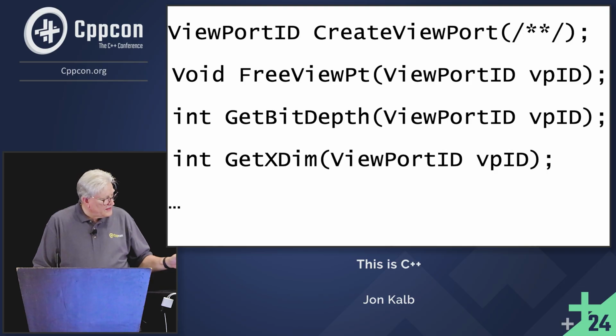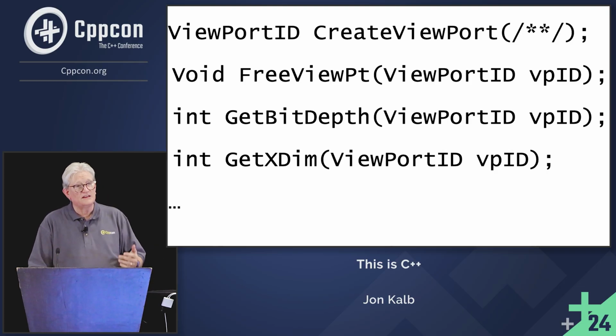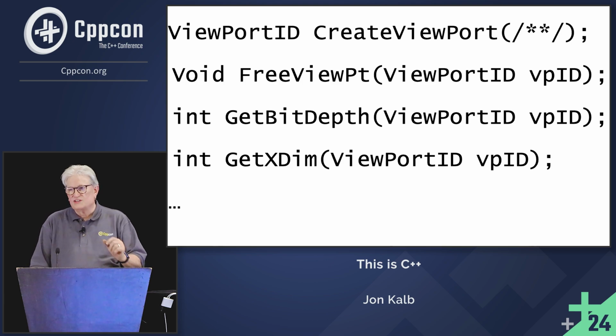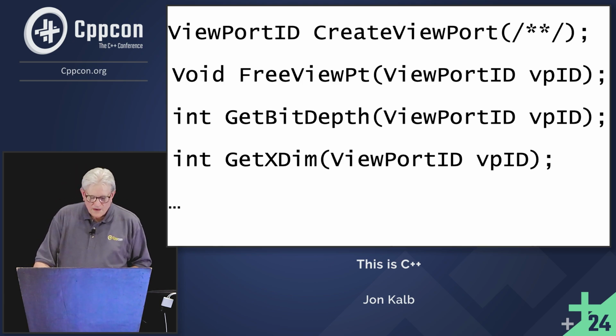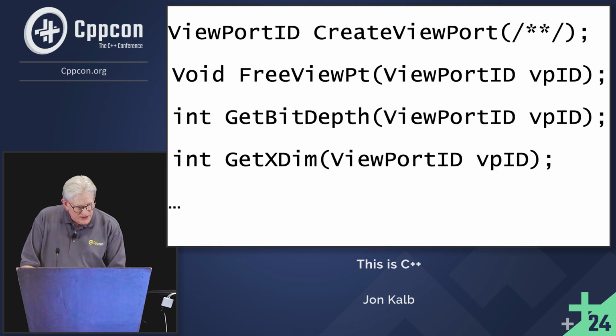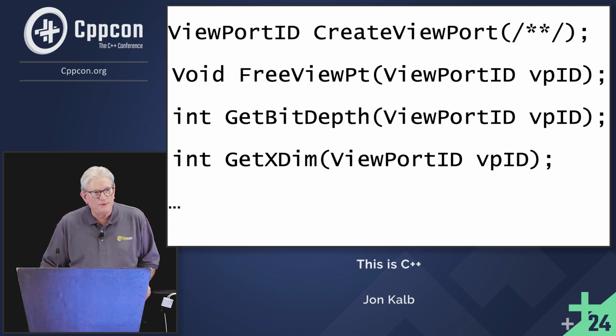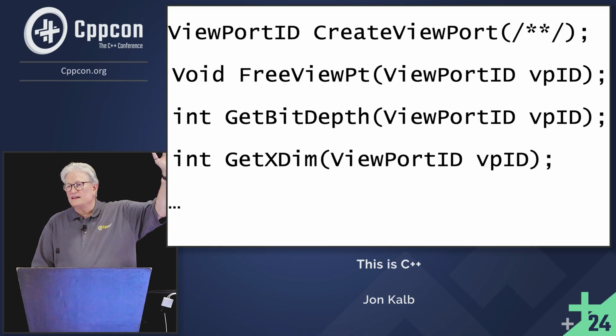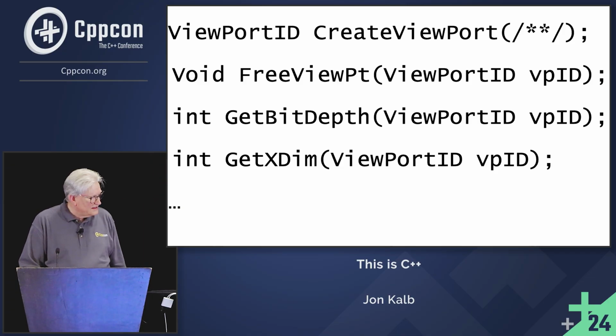And there's a bunch of things you can do with viewport IDs, like get the dimensions, or in this case, the X dimension, right? Everybody understand what we're doing here? All right, now, I look at this and I immediately think, wow, this is a perfect candidate for wrapping in C++. Everybody get the same idea? Anybody get the same idea? Yeah, absolutely. Let's do that.